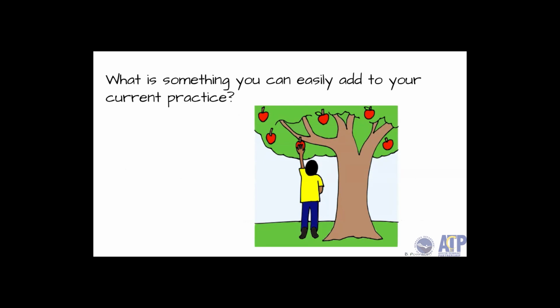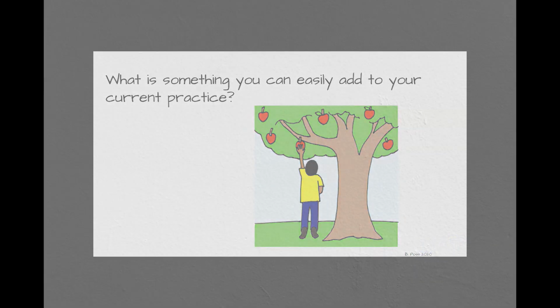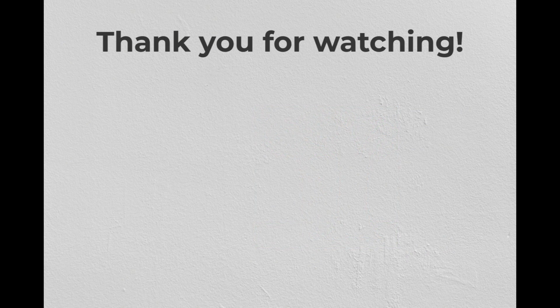Based on your reflection, what is low-hanging fruit or something you can easily add to your current practice? Write it down and commit to making a small change that can make a big difference in your universally designed for learning physical environment.